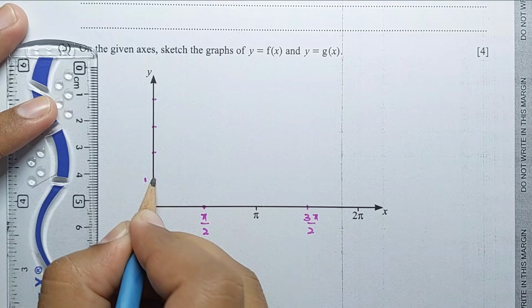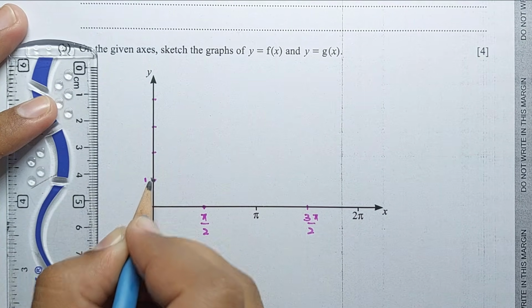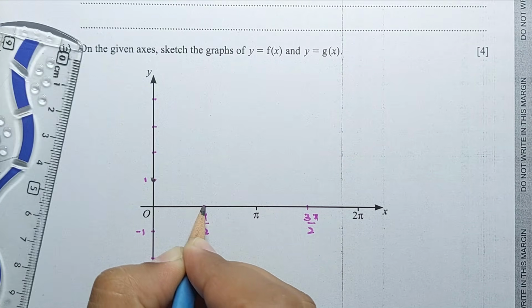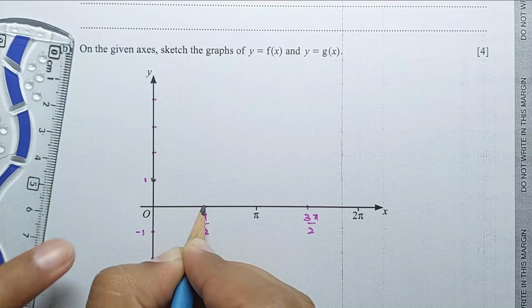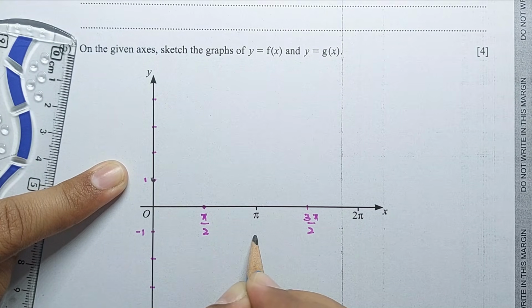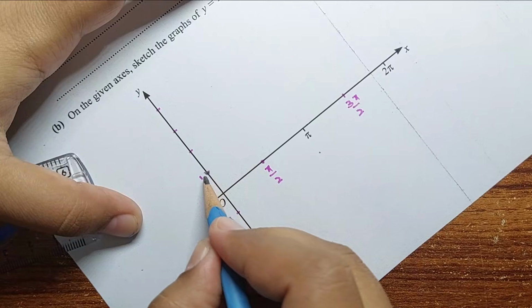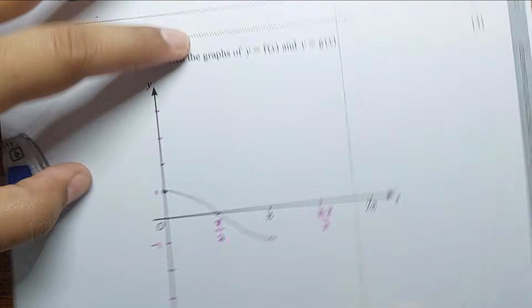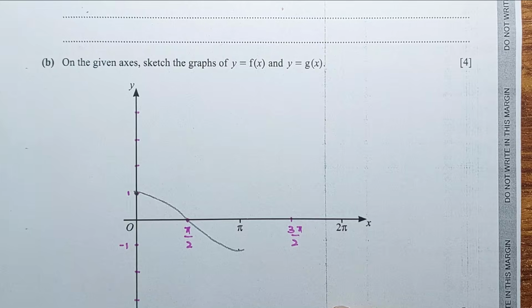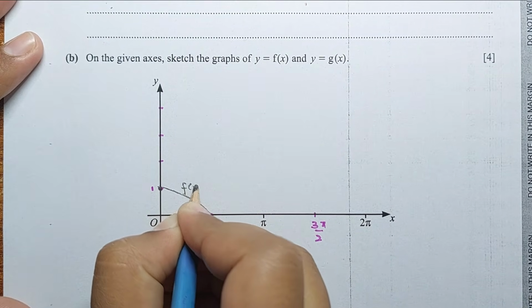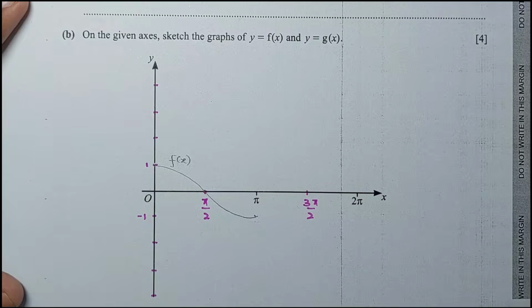So at 0, it is 1. Cos x is cos of 0 is 1. Cos of pi by 2 is 0. And cos of pi is -1. So this would be the sketch of the graph. Right, this is for cos of x. This is f of x. Let me plot for g of x.